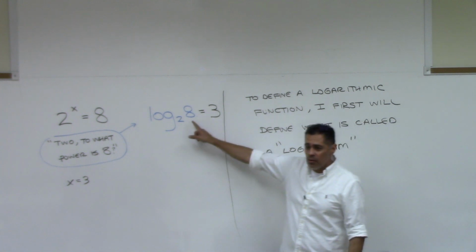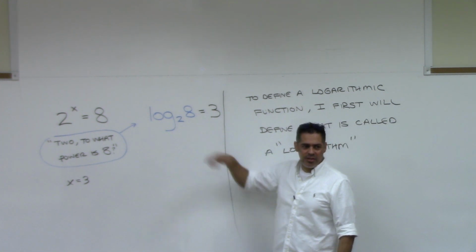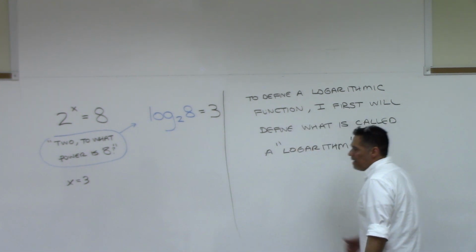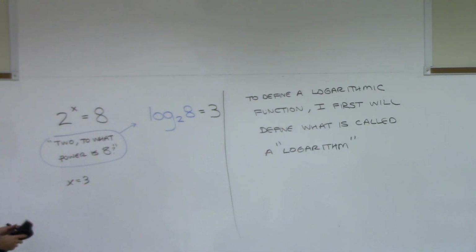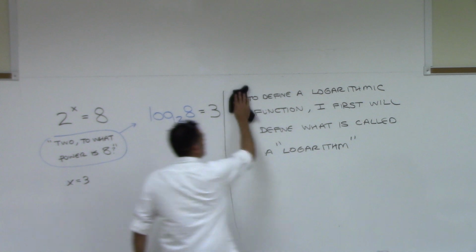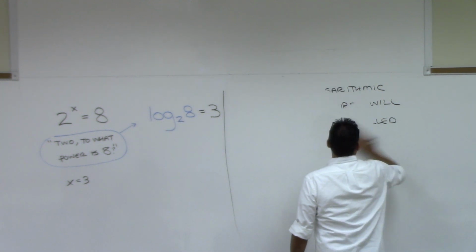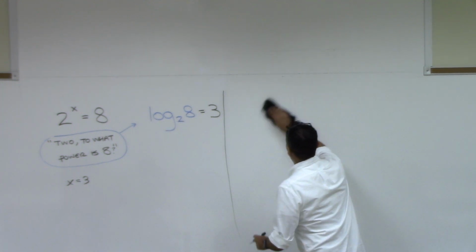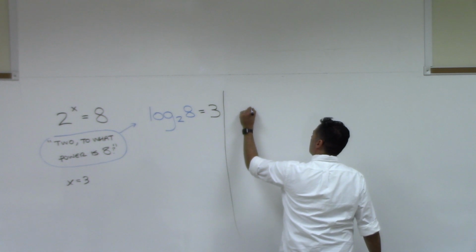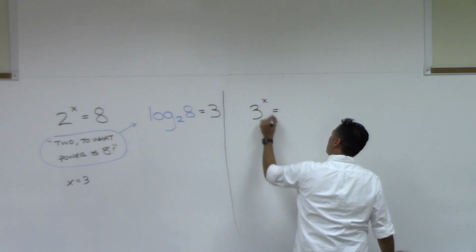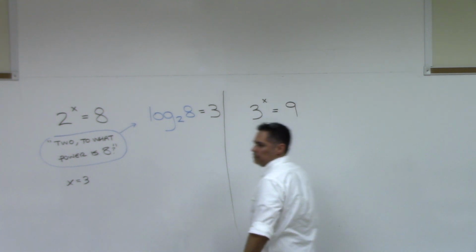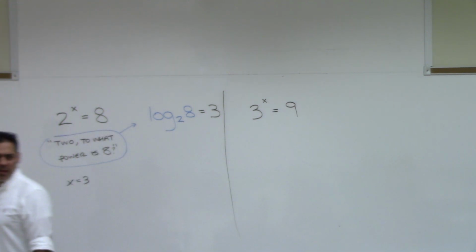This is called a logarithm. It's just a way of writing a sentence out in a mathematical notation. I'm going to give you another one. Ready? I want us to write this logarithm here. So what if I write 3 to some power is 9? I think you could look at that and tell me what the answer is, right? 3 squared is 9, right?